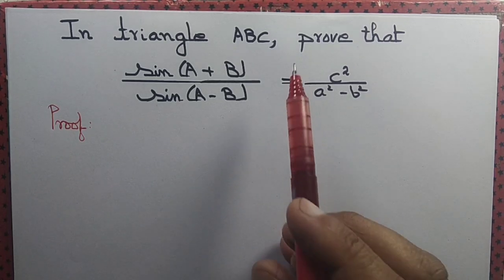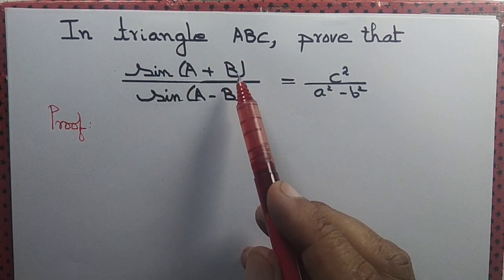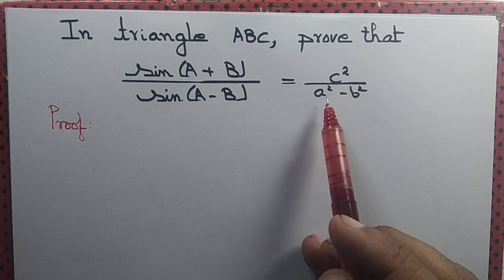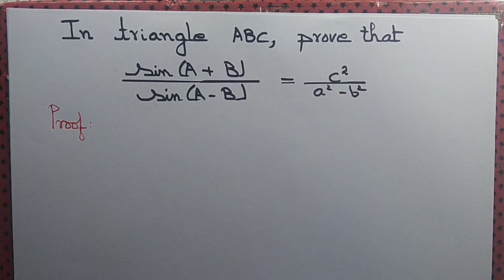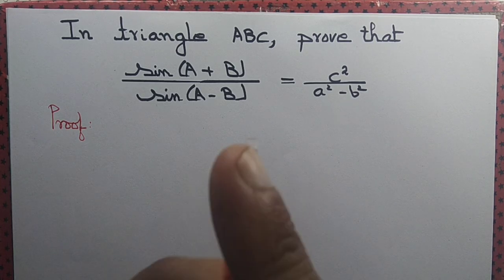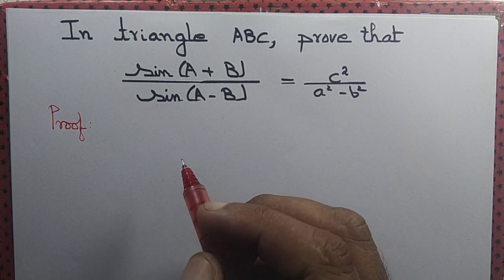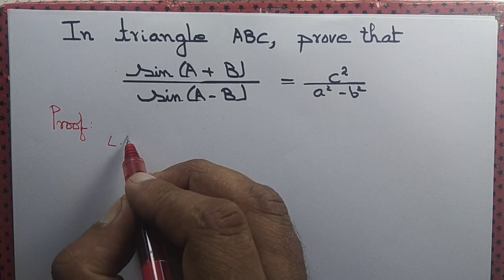Let us prove the identity in a triangle ABC: sin(A+B) / sin(A−B) = c² / (a² − b²), where a, b, c are the sides opposite to angle A, angle B, angle C respectively. For that purpose, let us start with the left hand side.